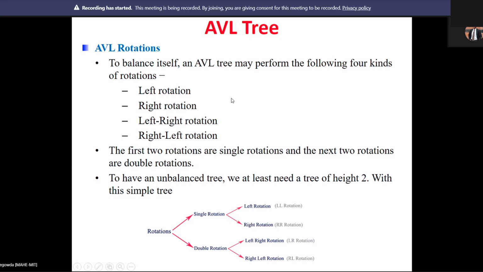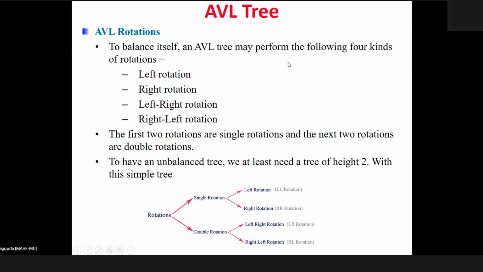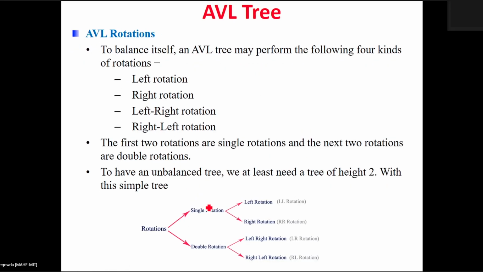So in order to balance that one, we are going to do 4 kinds of rotations. The rotations are mainly classified into single rotation and double rotation. Under the single rotations, we have a left rotation, called an LL rotation, and the second single rotation is nothing but right rotation, which is also called RR rotation.